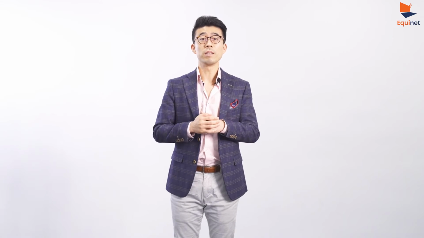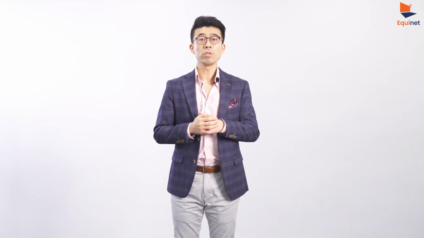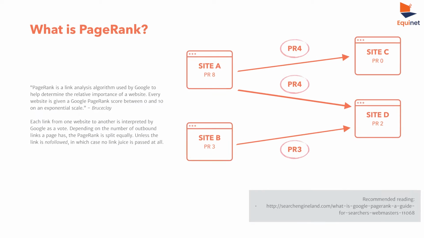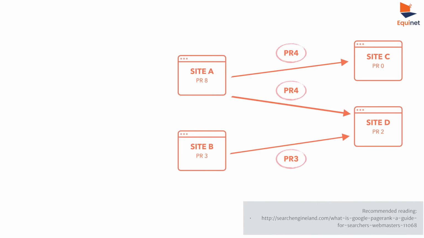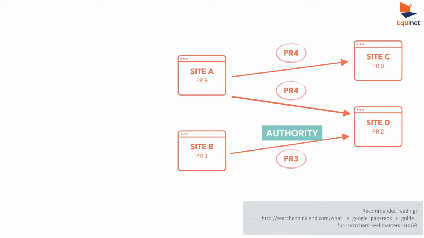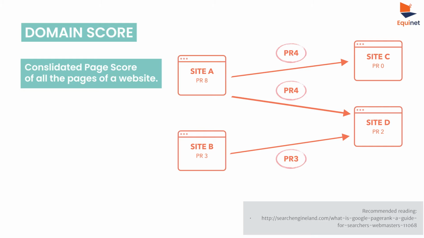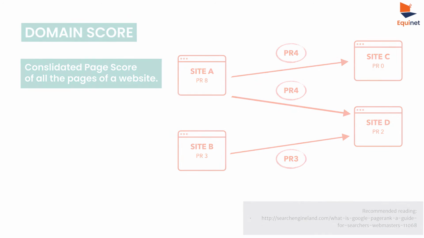This leads us to the next point, PageRank, also sometimes referred to as page authority or URL rating. For the purpose of inclusion of different terms used by different tools, we'll use domain score and page score for the remainder of the videos. The page score is different from domain score in that it refers to the authority being passed from one page to another. Domain score, on the other hand, is the consolidated page score of all the pages of a website.